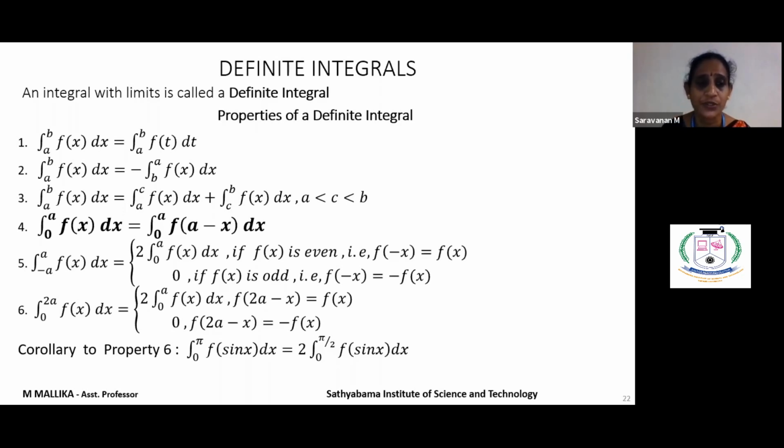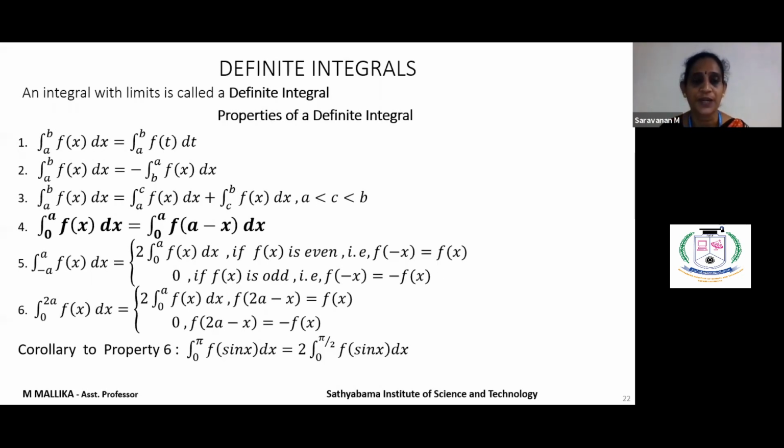Then of course you have two more properties, which is integral minus a to a f of x dx. When the integral is of this form, you can write it as twice integral 0 to a f of x dx if f of x is even. What do you mean by even? f of minus x equals f of x. And the integral value is 0 if f of x is odd. What do you mean by that? f of minus x is minus f of x.